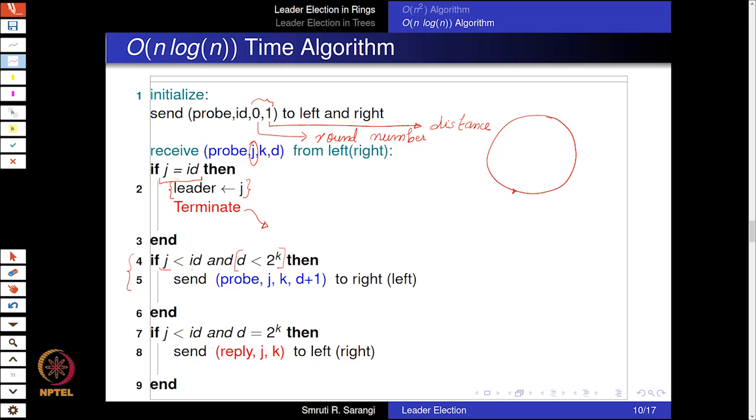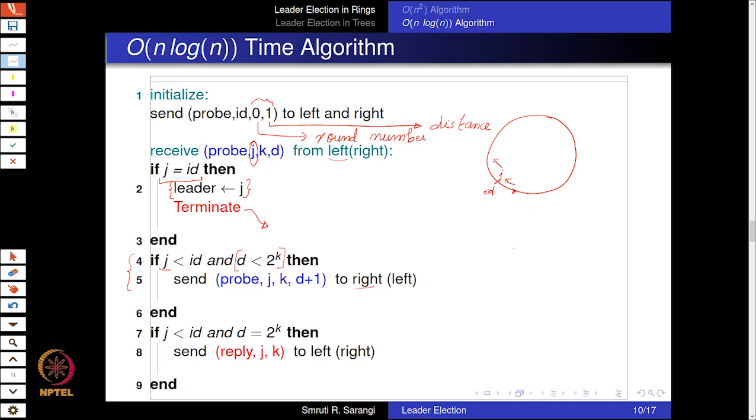Let's say my current id is id, and I get j, and j happens to be lower than my id. If I got the probe from the left, I send it to the right, which means I just propagate it in the same direction, or if I got it from the right, I send it to the left.